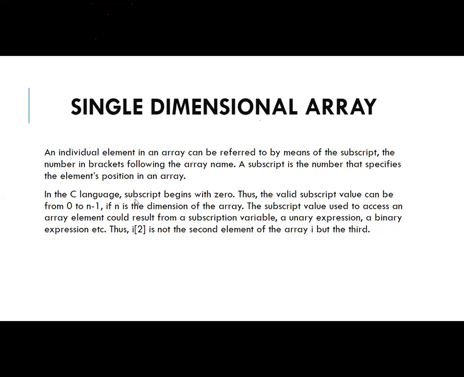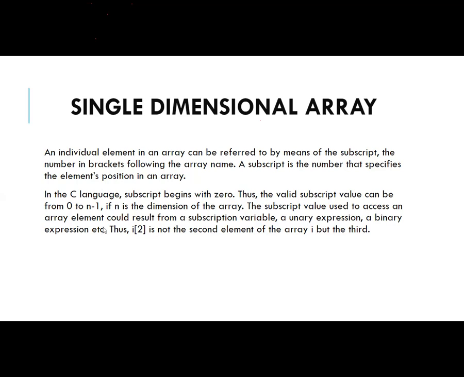This concept of arrays you can use in other languages also, in Java as well as other languages. But in C, the subscript begins with 0. Mostly in all the languages, the subscript will begin with 0. So the valid value of the subscript will be from 0 to n minus 1 if you are having n elements in the array.